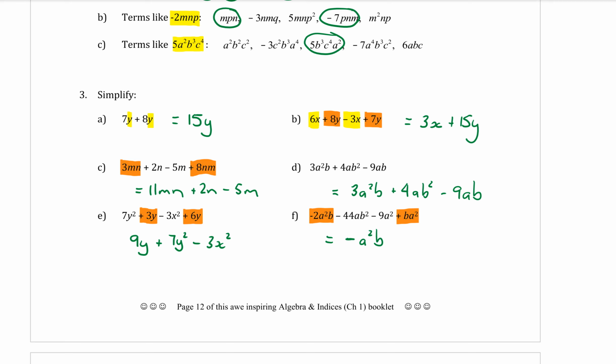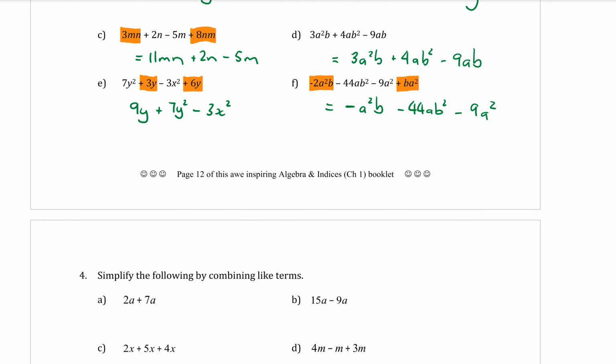Those other two terms in the middle are different, so write them on the end. Minus 44ab squared and minus 9a squared. All right, we've got more practice on the next page. Has everyone written that down? Make sure you fill in your booklets.